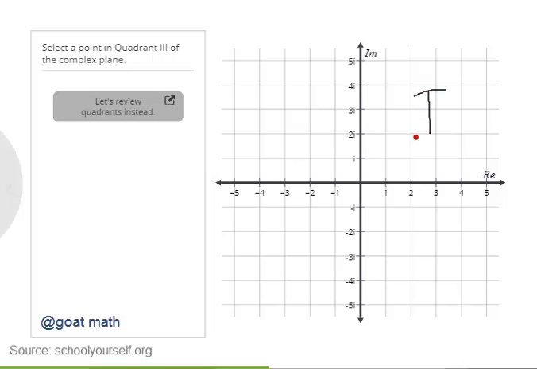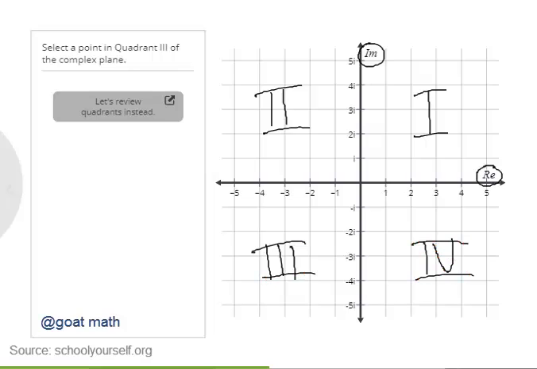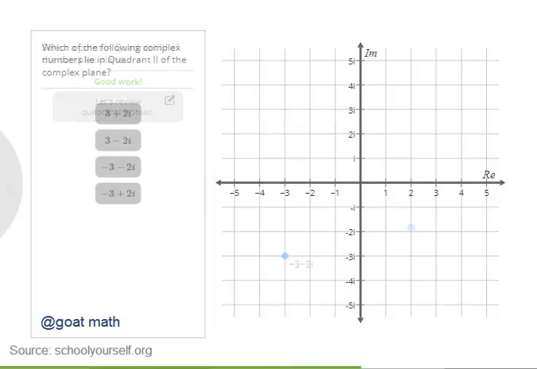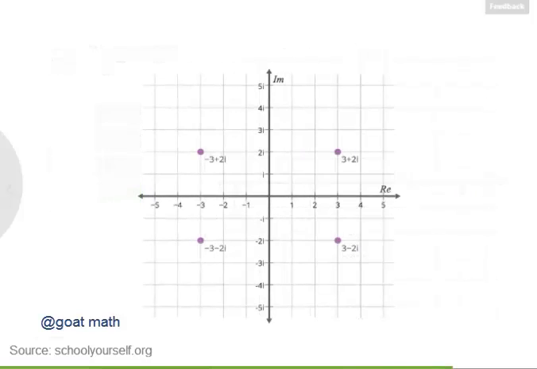Now, just like the coordinate plane, the complex plane has 4 quadrants. Quadrant 1 is over here with positive real and imaginary parts. Quadrant 2 is over here, Quadrant 3 is down here, and Quadrant 4 is over here. Okay, so go ahead and select any point in Quadrant 3 of the complex plane. Excellent! And of the complex numbers listed here, which is in Quadrant 2? Right, so negative 3 plus 2i, which has a negative real part and a positive imaginary part, is in Quadrant 2.